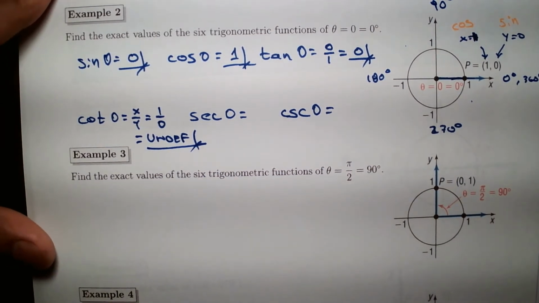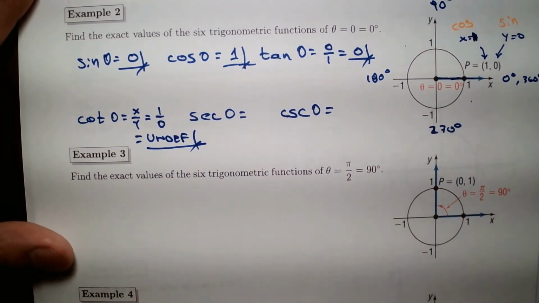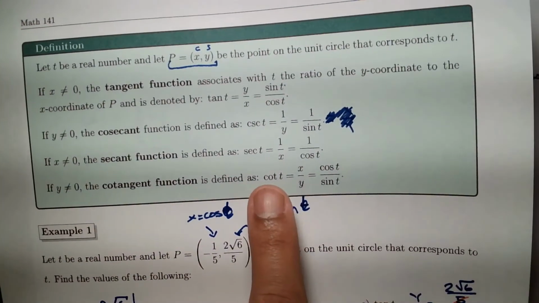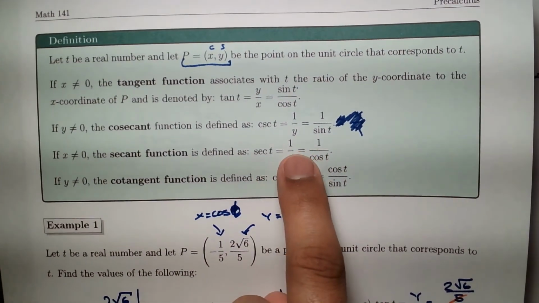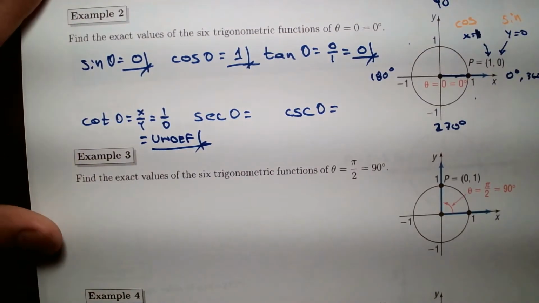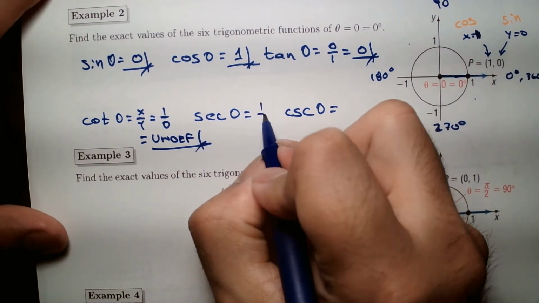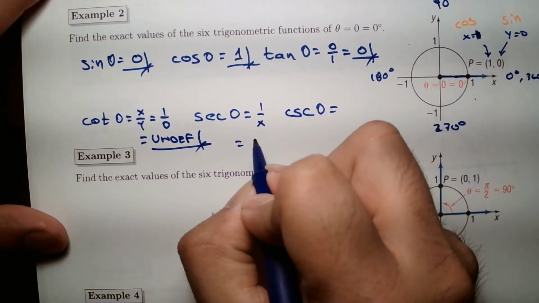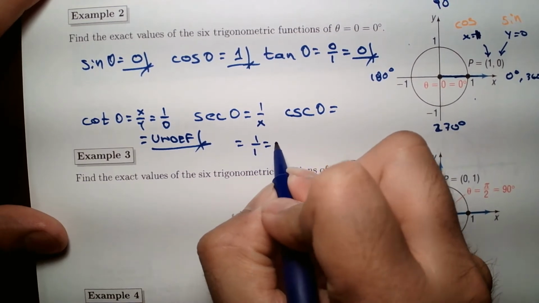All right. Now let's do secant. According to our formula, secant is defined as 1 over x, or the reciprocal of cosine. 1 over x, which is 1 over 1, which is 1.